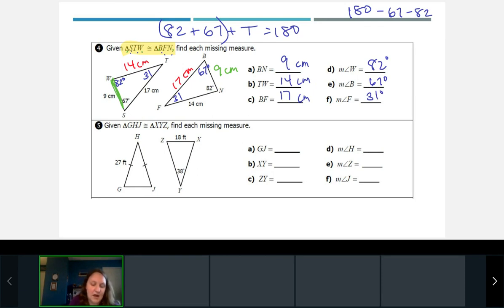On an assessment, I have already taken care of the units for you. All you have to do is type in your number. So don't type a degree symbol, don't type in the centimeters, just type in the number. I've already accounted for that unit for you.